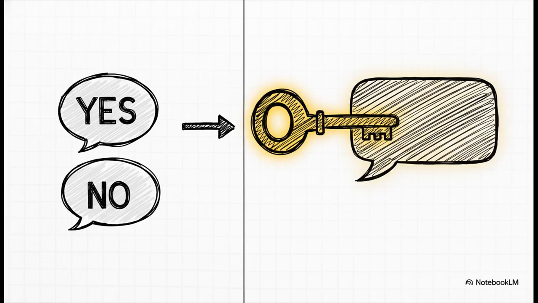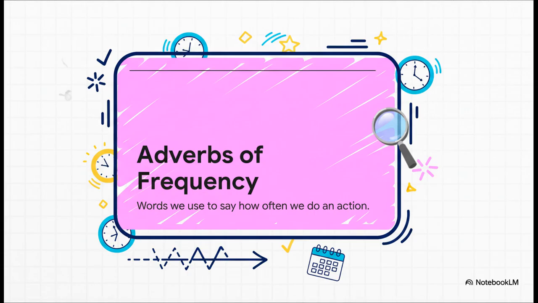To answer that question like a native speaker, you need a word that shows how often. And that, my friends, is where adverbs of frequency come in. They are the magic words for adding that crucial detail. So, what are they exactly? It's really simple. They're just words we use to say how often an action happens. That's it. They're the little guys that add color and rhythm to our conversations.